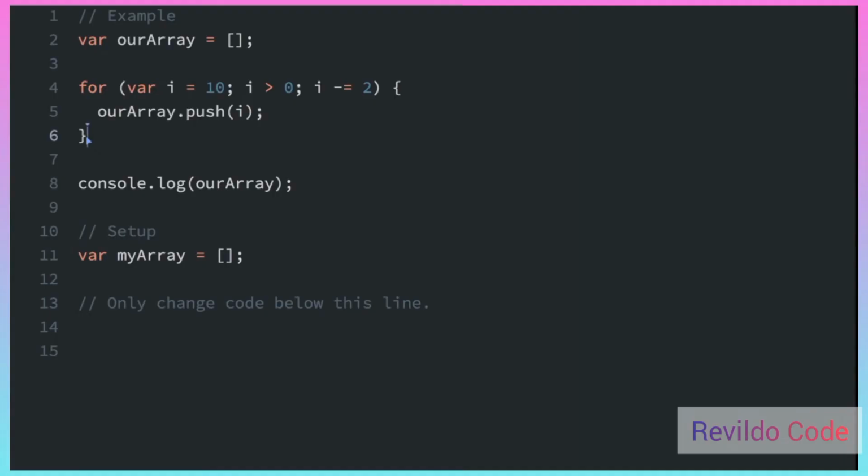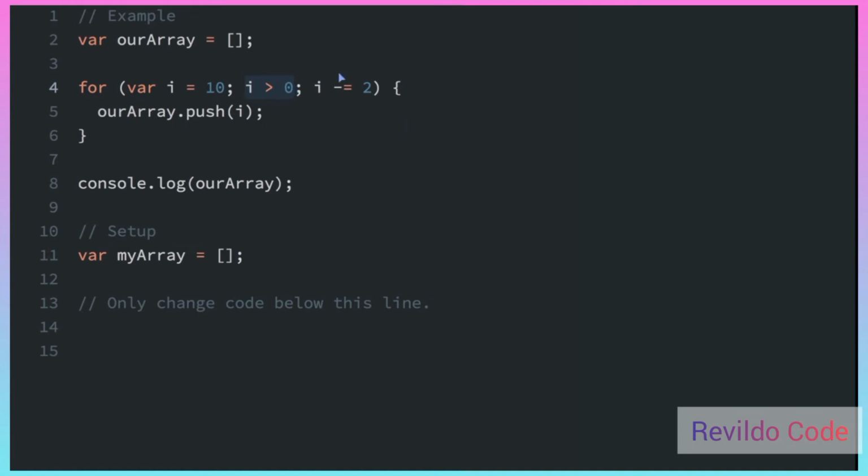A for loop can also be used to count backwards. So if we see this for loop here, we're initializing i to 10. We're starting at 10 and we're going back to 0. So we're going to iterate through this loop while i is more than 0.